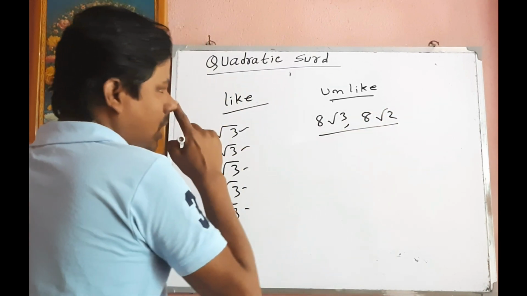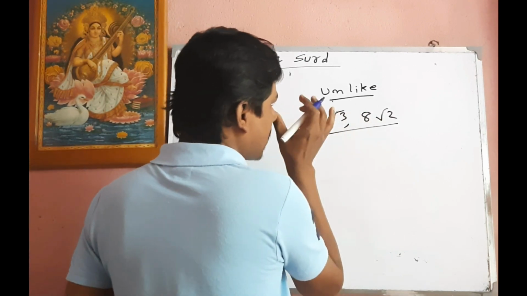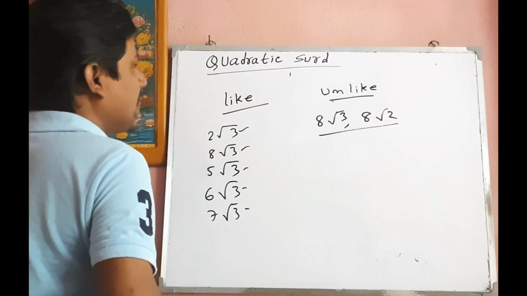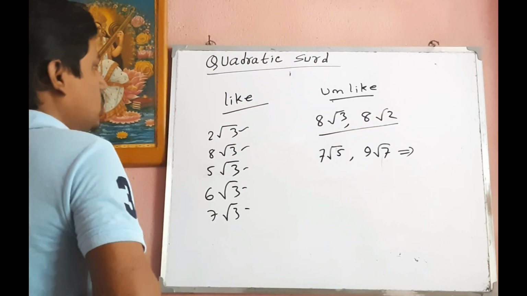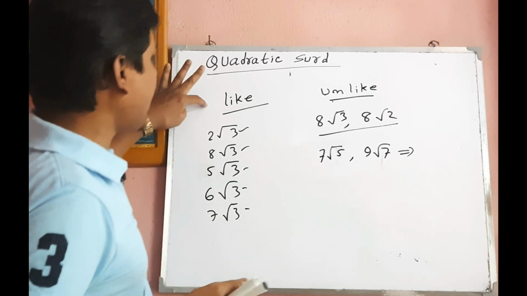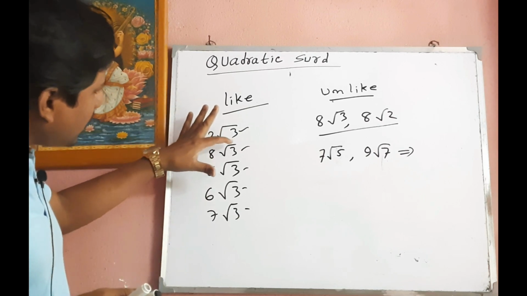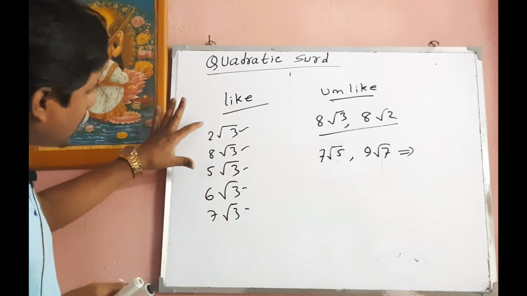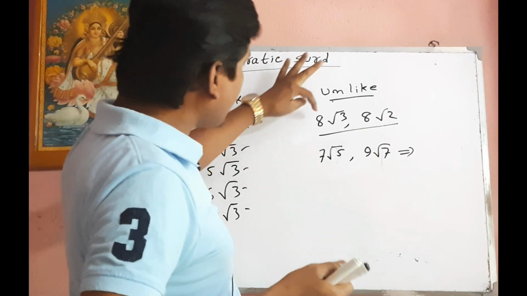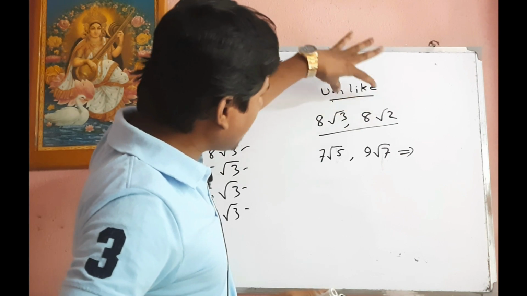Here root 3 and root 2 are not equal. That is why these two terms, the difference of root 3 and root 2, these two are called unlike surds. So in that section we are discussing the like and unlike. Like is this one. All the root numbers are the same. The coefficient can be same or different, it does not matter. And unlike terms means the number under the root is not the same.